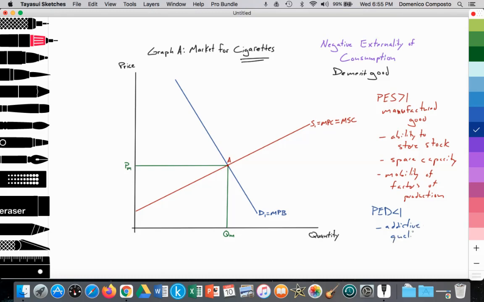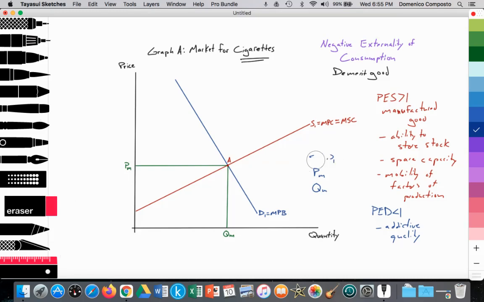So the addictive quality of cigarettes causes it to have a very inelastic demand curve. So we can see where S1 equals D1, it provides the free market price at PM and the free market quantity supplied and demanded at QM. All right, but society would like less consumption of cigarettes.